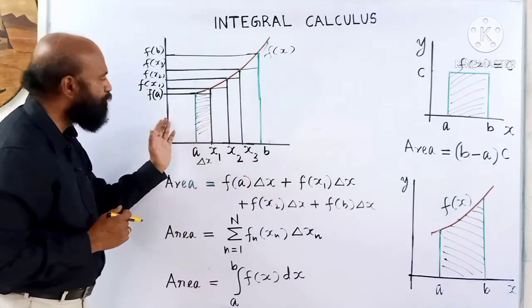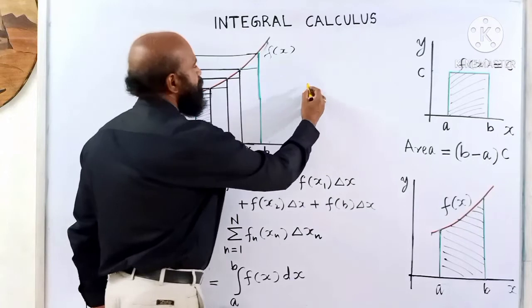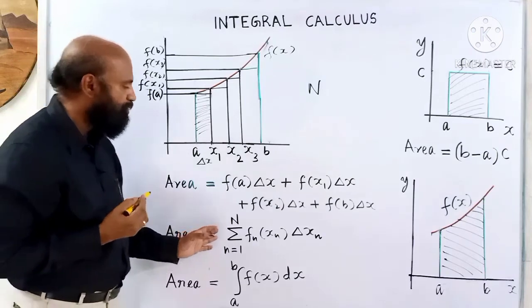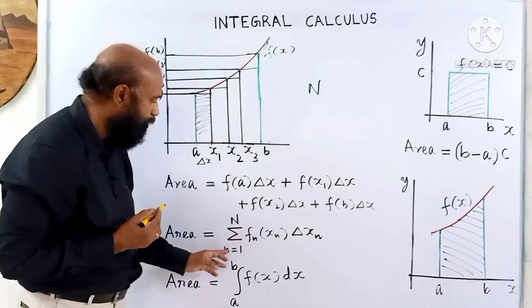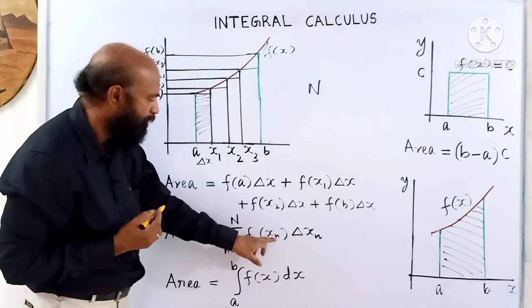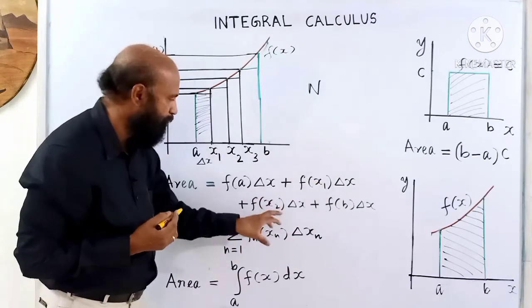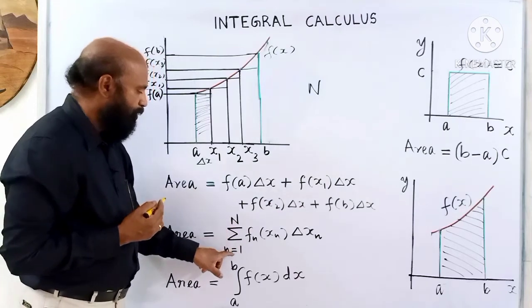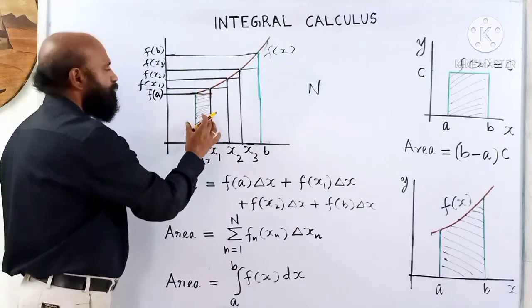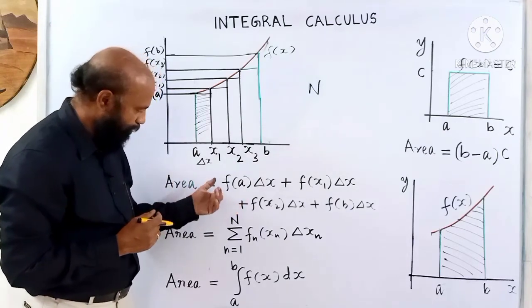Suppose you divide this, instead of 1, 2, 3, 4, into n rectangular strips. Then it can be written as the sum of f of xn, instead of f of x1. Now you can write f of xn delta xn. Then the summation, sigma, where n changes from 1 to n. As the number of strips increases, the evaluated area will become more accurate.